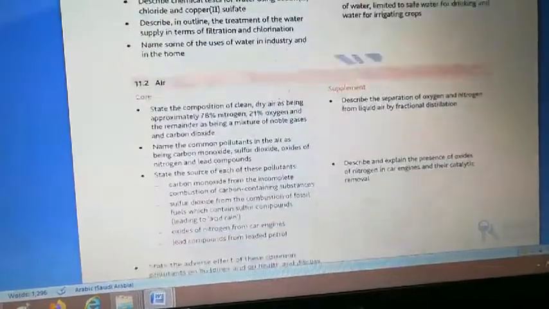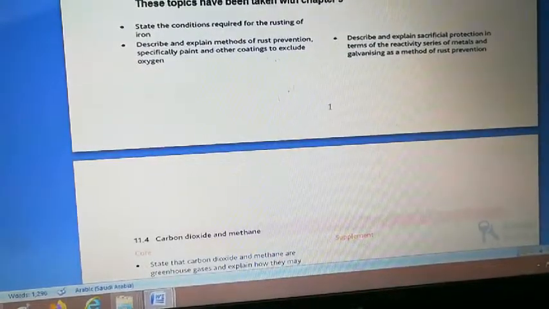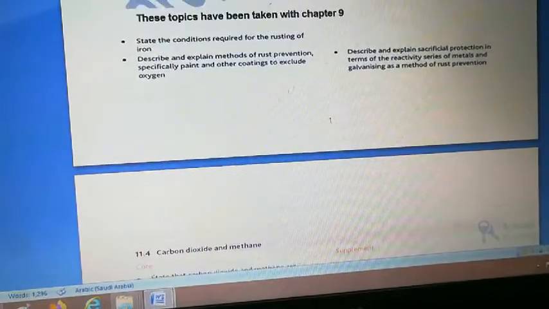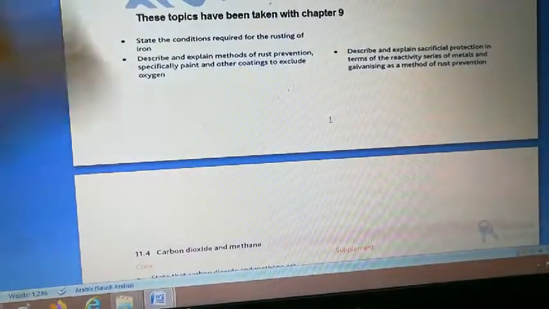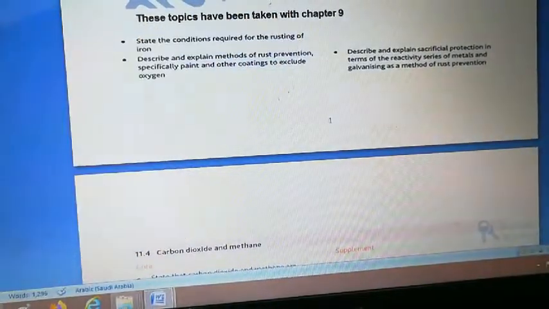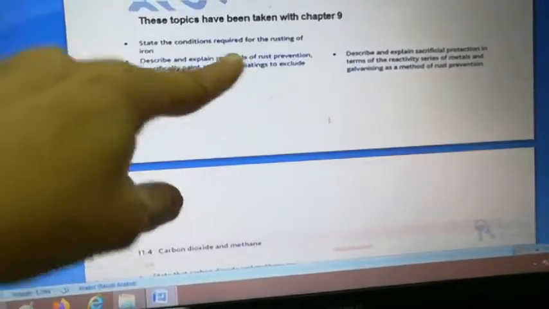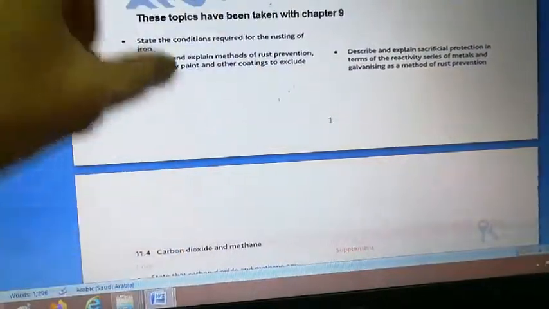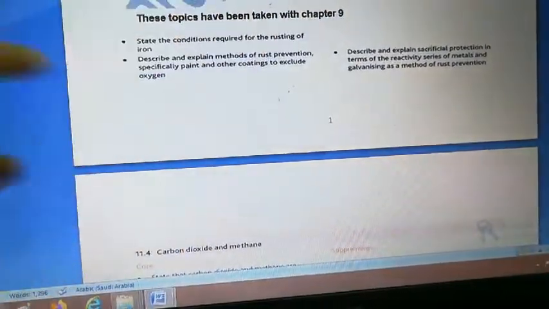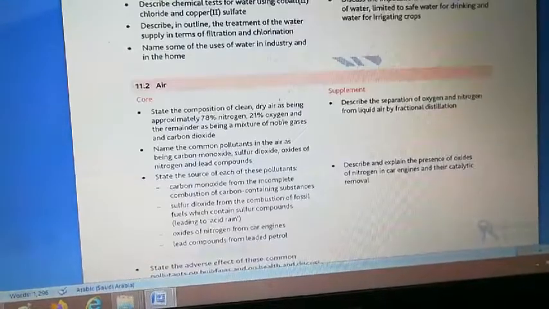Anyway, here also, these topics have been taken with chapter 9. We did not take chapter 9, but grade 10 took chapter 9. That's why these topics state the conditions required for the rusting of iron, and describe and explain the methods of rusting. This part will be taken in grade 10.